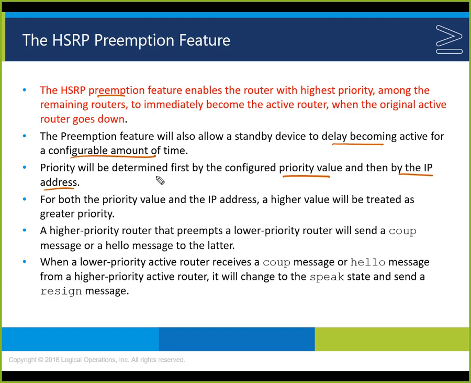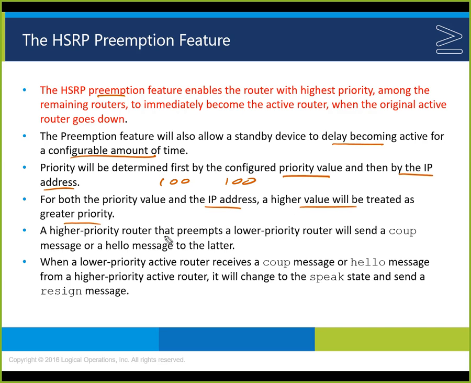So here we go again. The highest IP address is the one that will be used if we have not configured the priority. So if we leave them all at 100, the preferred router will be based on the IP address. With IP addresses, the higher value is treated as a greater priority.